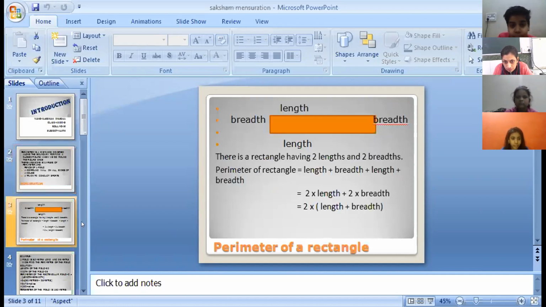Now there is a rectangle having 2 lengths and 2 breadths. Perimeter of a rectangle is length plus breadth plus length plus breadth. So the formula for a rectangle is 2 into length plus 2 into breadth, which is 2 into (length plus breadth).